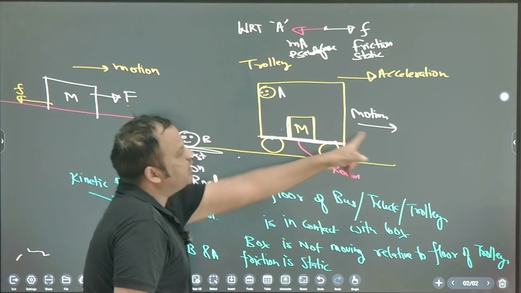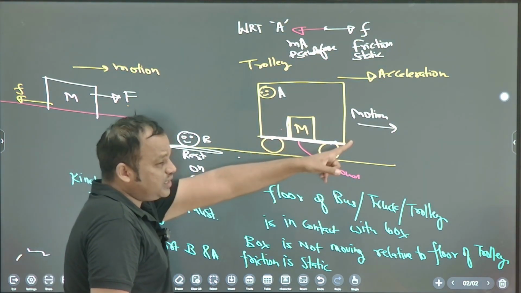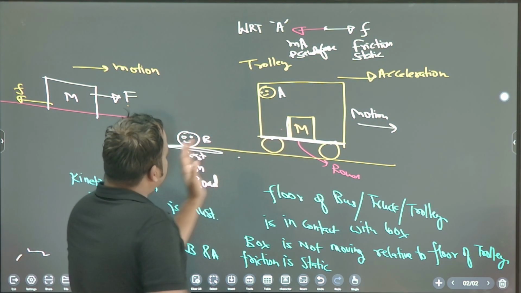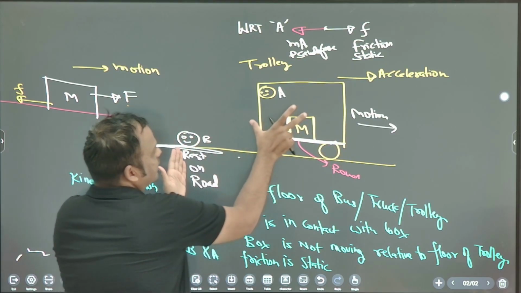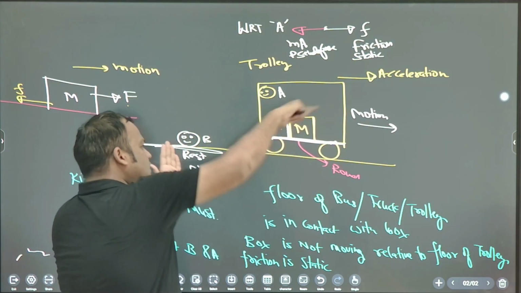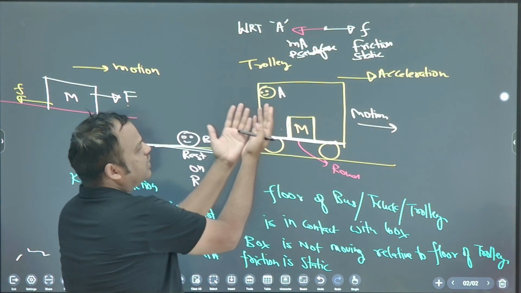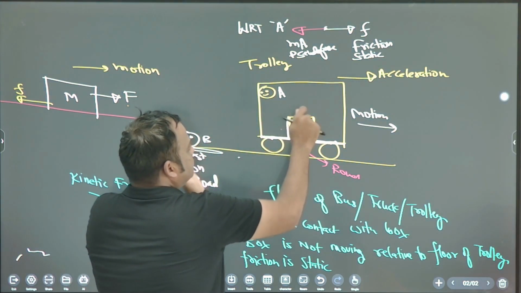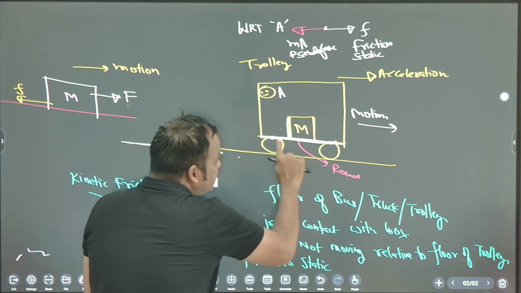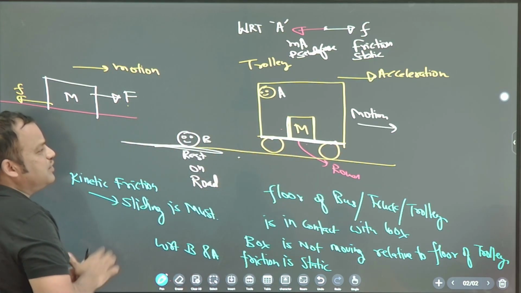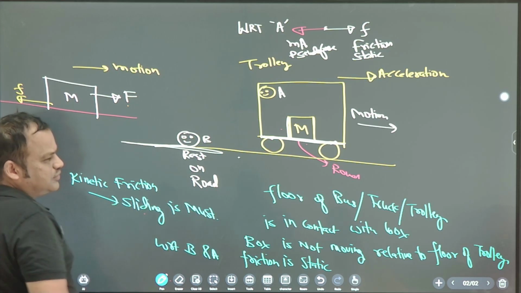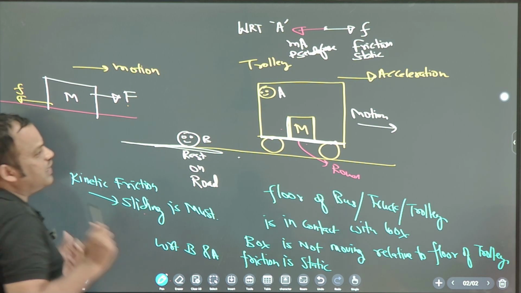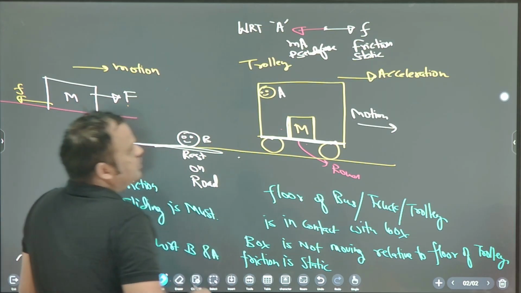You will see that the object is moving. But the object moving doesn't mean friction is kinetic. According to B, the truck is moving, and the box inside the truck is also moving. It is made of glass, a window, so any outside person can see it. But with respect to the floor, it is not sliding. So is that kinetic or static friction? Static friction.